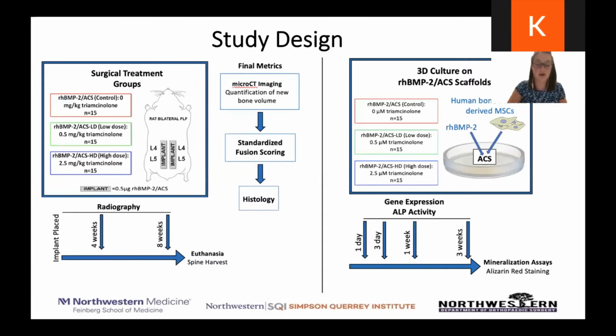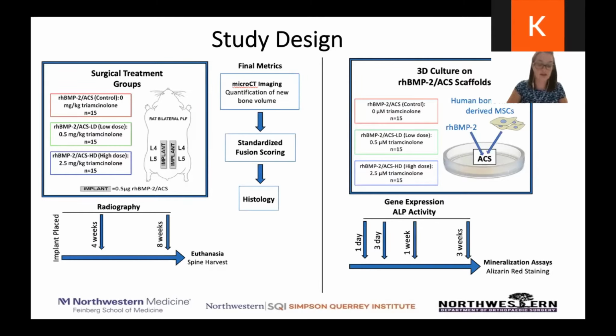45 female Sprague Dawley rats underwent bilateral L4-L5 PLF with ACS preloaded with low-dose rhBMP2 at 0.5 micrograms per implant. This level was chosen to avoid saturating the fusion response. Rats received either vehicle control, low-dose, or high-dose triamcinolone delivered locally. The low dose was the weight equivalent to that used clinically, and the high dose was 5-fold greater. Quantitative outcome measures included fusion scoring and micro-CT-based bone volume quantification.